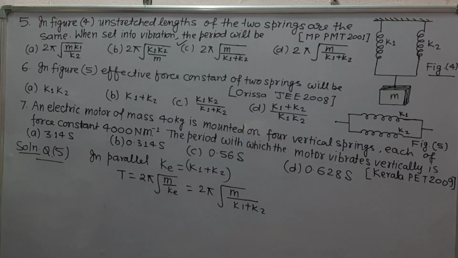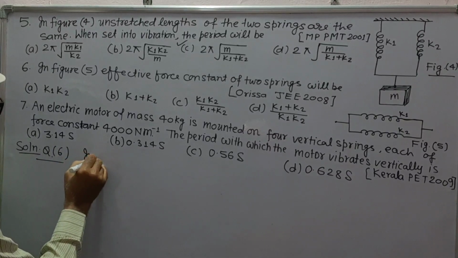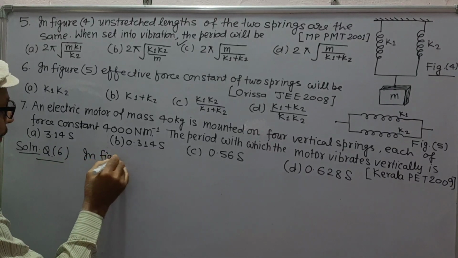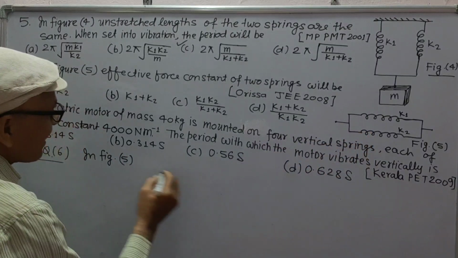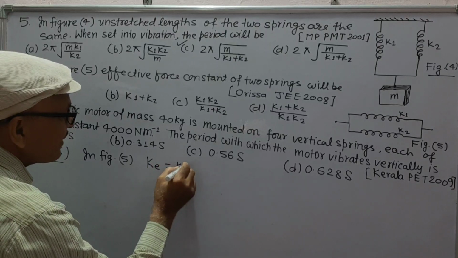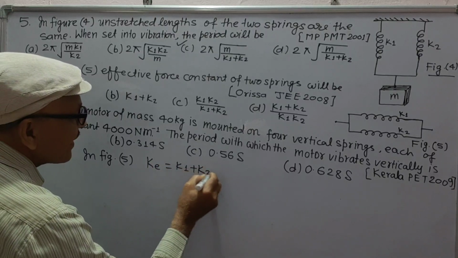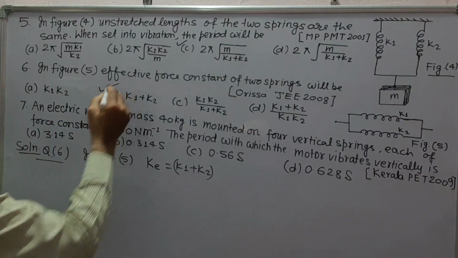Next question number 6. The question is, in figure 5, the effective force constant of two springs will be. Solution to question 6. In figure 5, two springs are connected in parallel. Therefore, K effective will be equal to K1 plus K2. So, the correct option will be B.